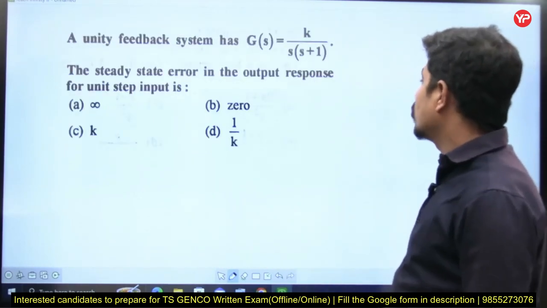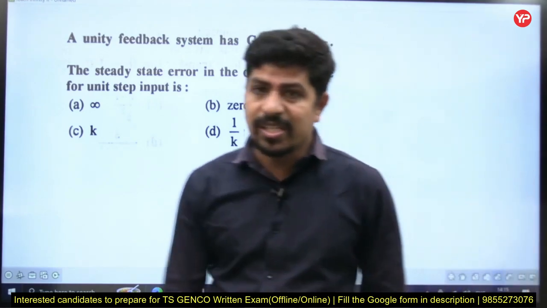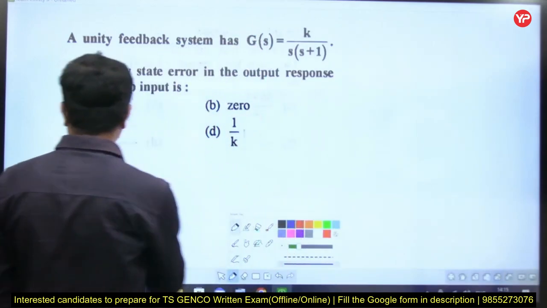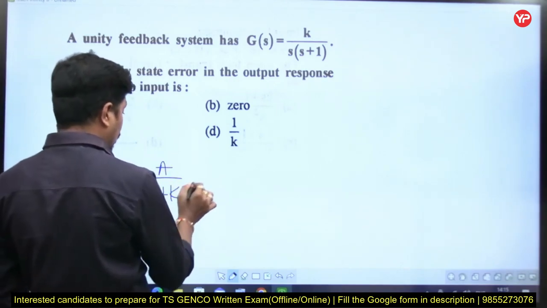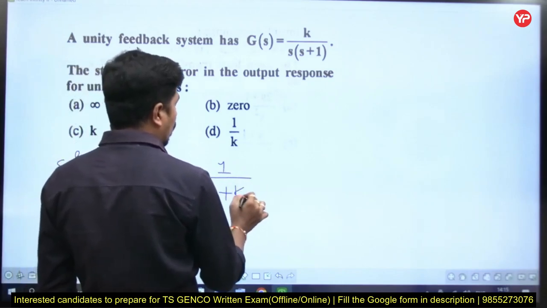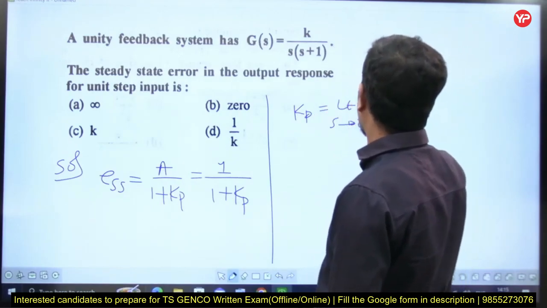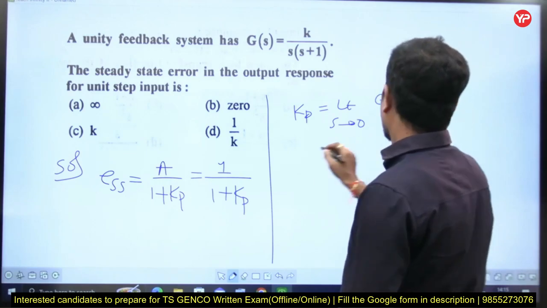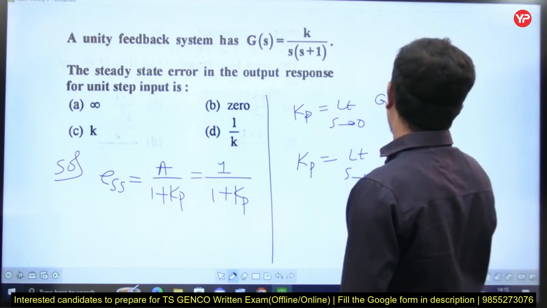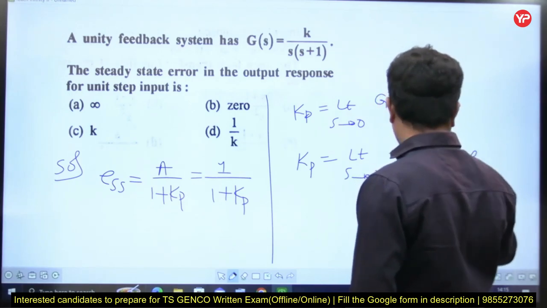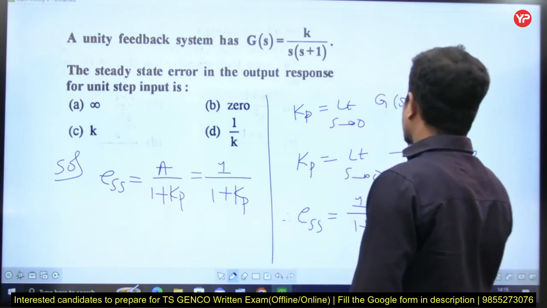A unit feedback control system has G of S equal to K by S into S plus 1. The steady state error in the output response for unit step input is, what is the formula? ESS is equal to A by 1 plus KP. A is 1 because it is unit step. KP is equal to limit S tends to 0, G of S into H of S, which is K by S into S plus 1, equal to infinity. Therefore ESS is equal to 1 by 1 plus infinity, that is simply 0.